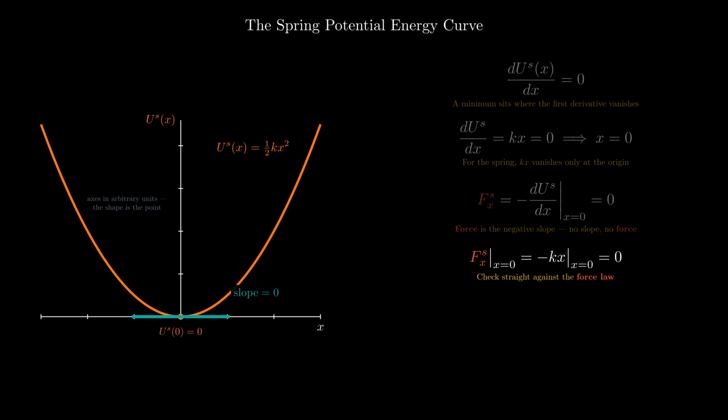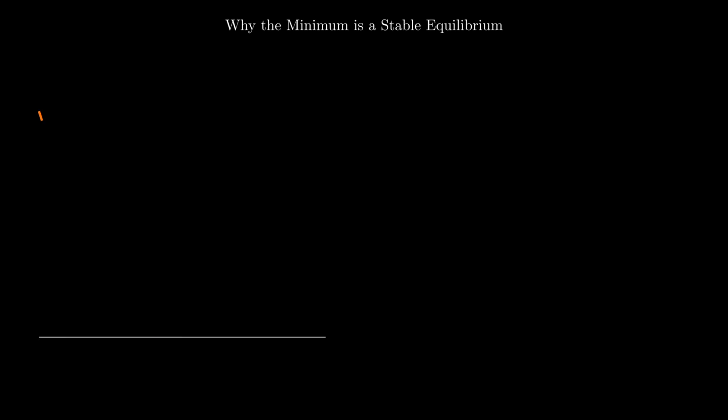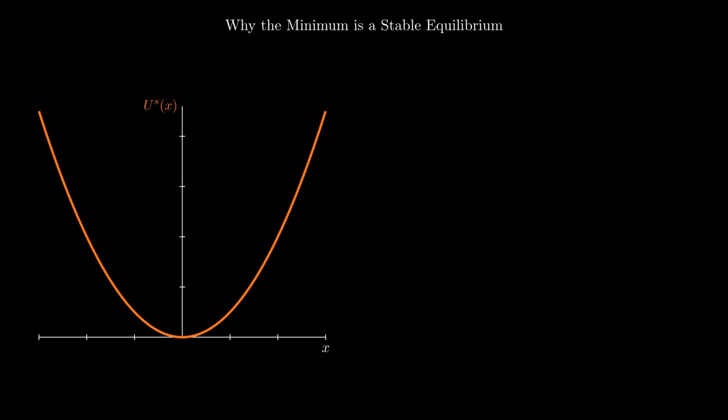Check against the force law. Minus kx evaluated at x equals 0 gives 0. At the minimum, the net spring force disappears. The object can rest there forever. That point is the equilibrium, and every feature of the motion that follows comes from this shape. Here is why that equilibrium is stable. Near a minimum, the potential energy curve has positive curvature. It bends upward on both sides.